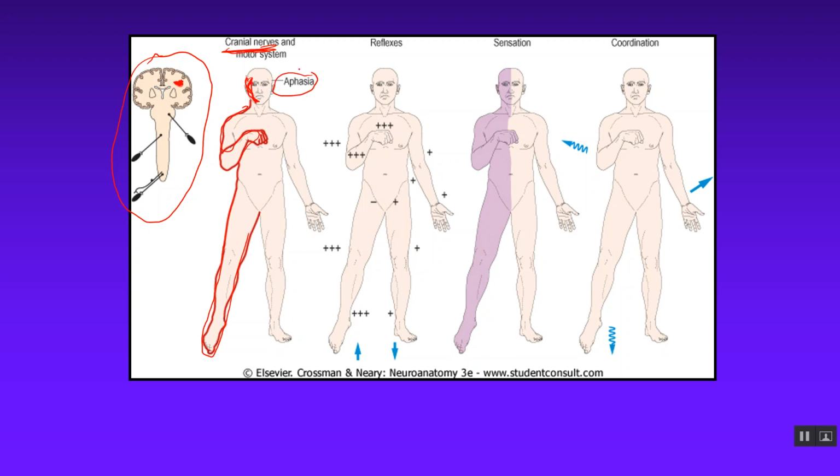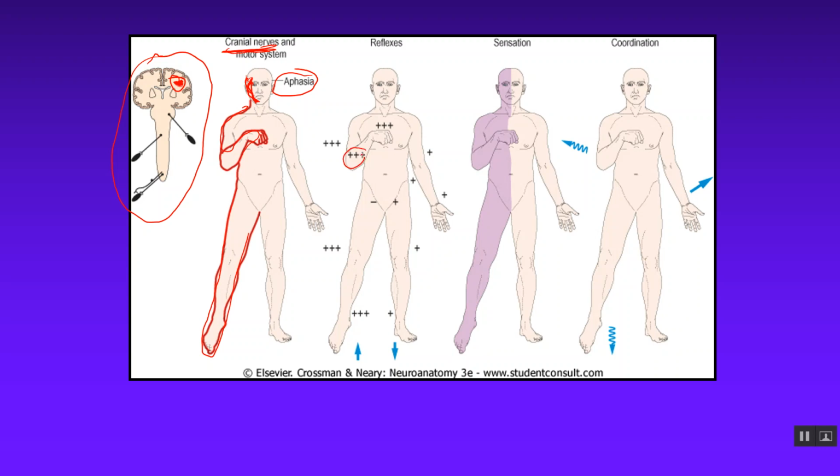It also mentions the person might have aphasia, which is difficulty with language, okay? Especially if this lesion's on the left side of the brain, because that's where our language centers are. So they're mentioning this person might also have aphasia. Don't have to know that now, just saying this is what this little key is showing.